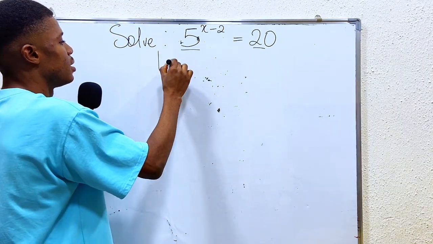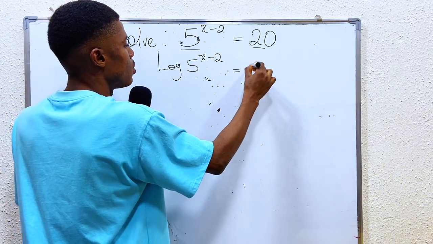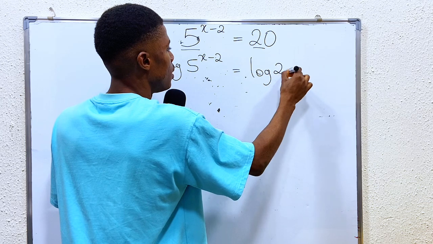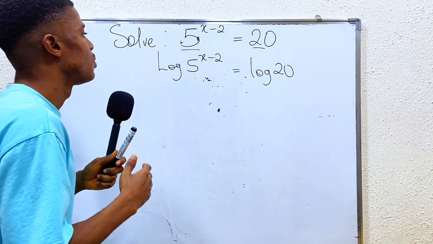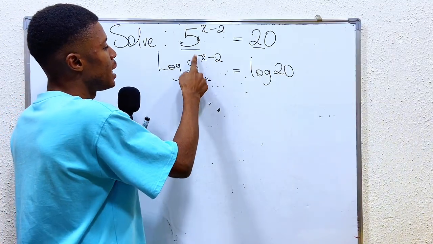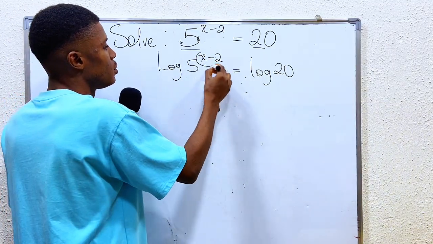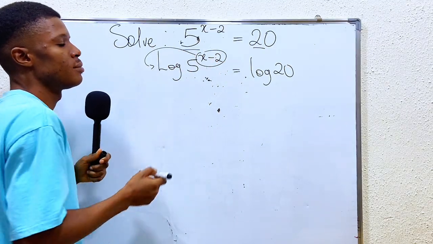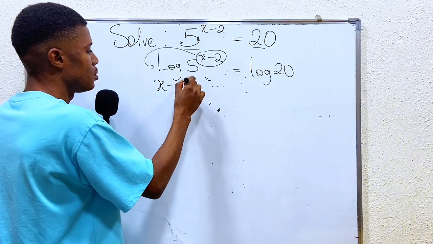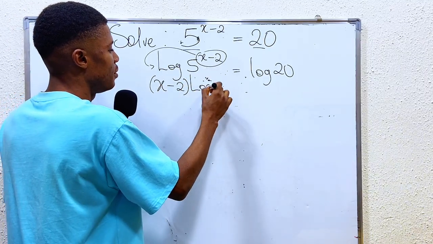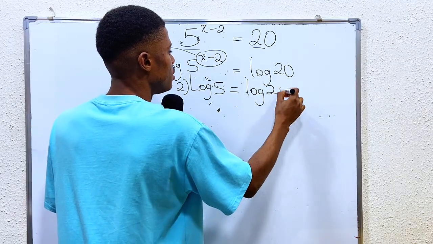So we'll have it that log of 5^(x-2) is equal to the log of 20. Remember from the rule of logarithm that whenever we have a power on the number in the log, we can multiply it. So all we have to do is just to multiply (x-2) to the log. So we have it that (x-2) times log 5 is equal to log 20.